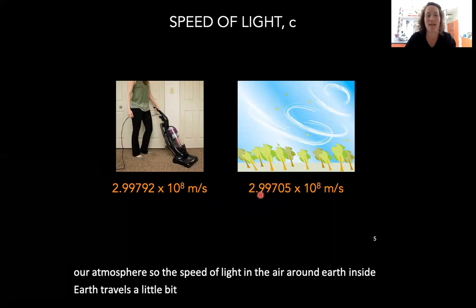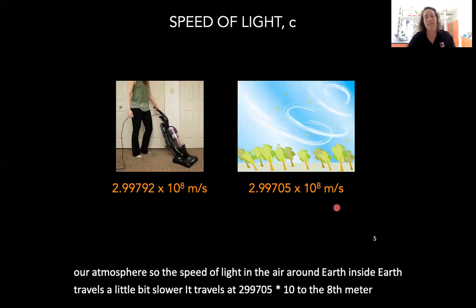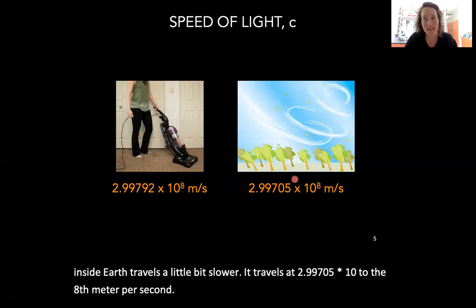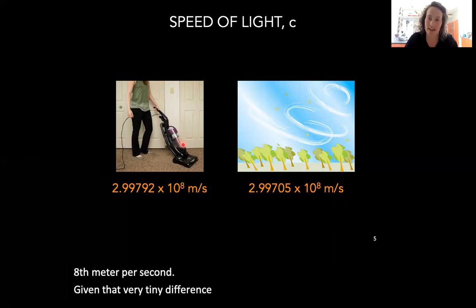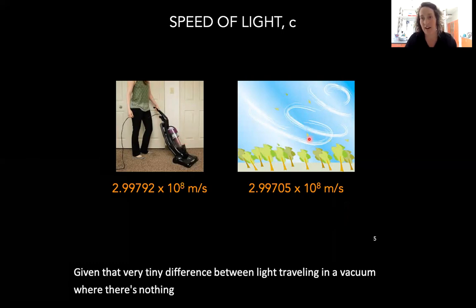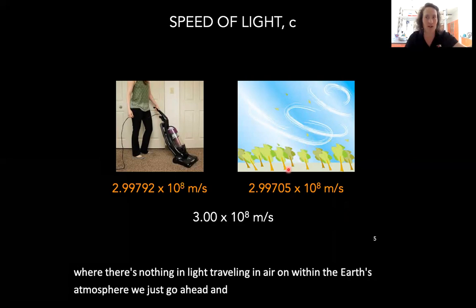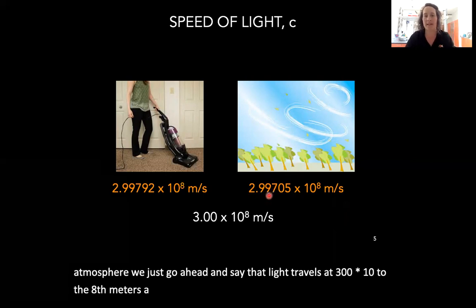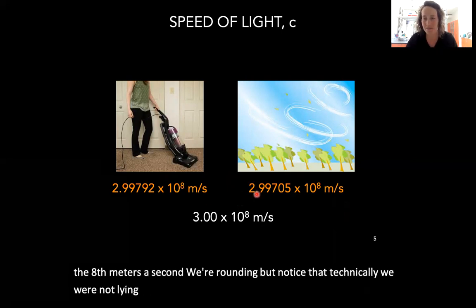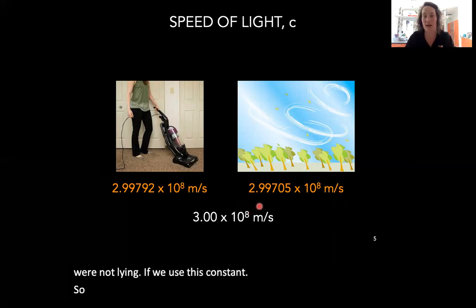It travels at 2.99705 times 10 to the 8th meters per second. Given that very tiny difference between light traveling in a vacuum, where there's nothing, and light traveling in air within the Earth's atmosphere, we just go ahead and say that light travels at 3.00 times 10 to the 8th meters a second. Okay, we're rounding, but notice that technically we're not lying if we use this constant. So all light travels at a constant rate of 3 times 10 to the 8th meters per second.